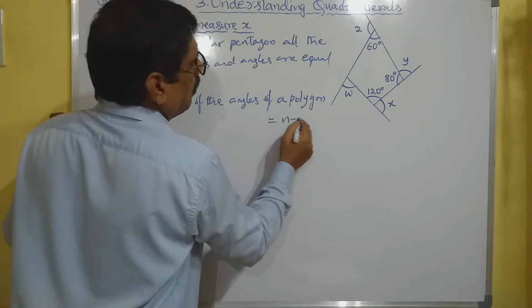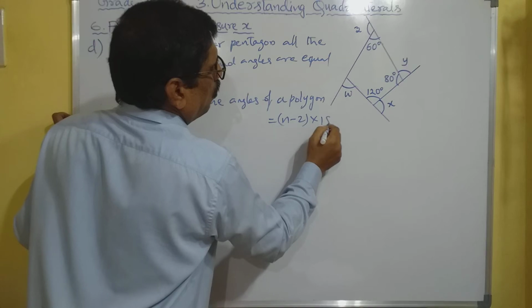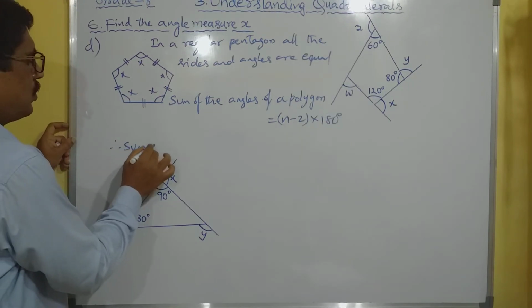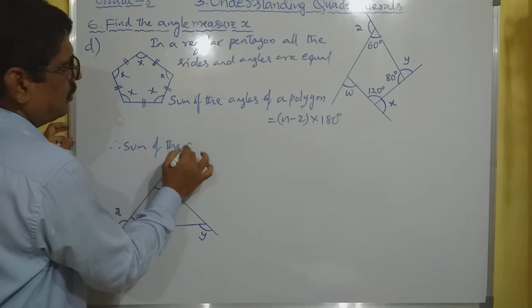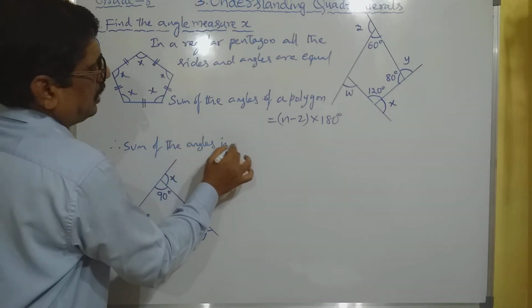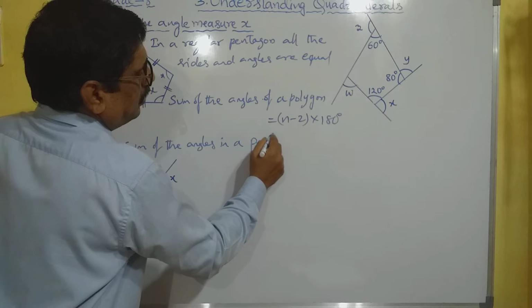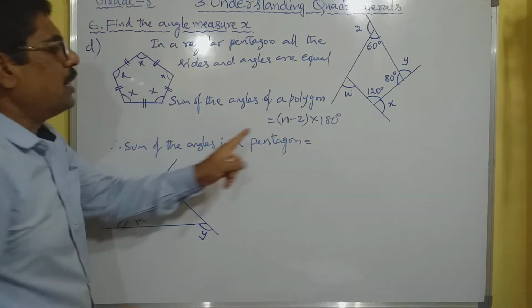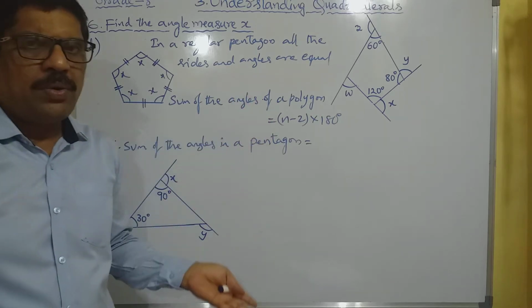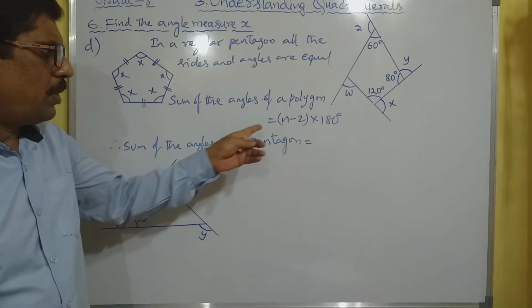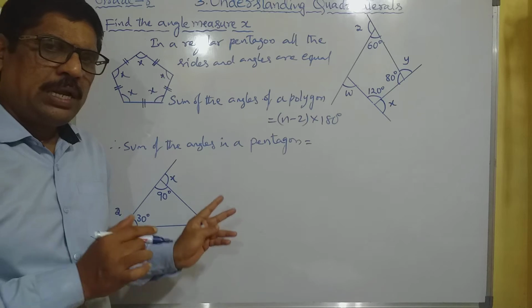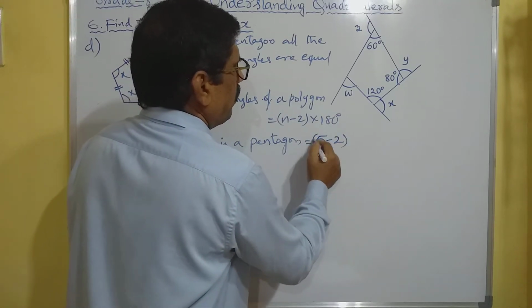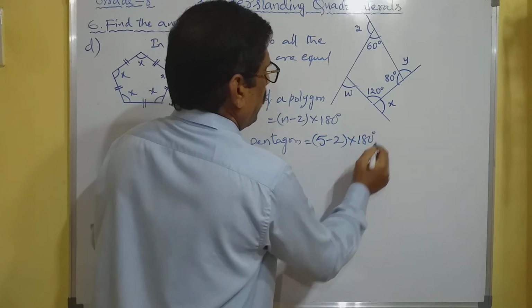Is equal to (n minus 2) into 180 degrees. Therefore, the sum of the angles in a pentagon is equal to (n minus 2) into 180 degrees, where n is the number of sides. If we don't know the n value, we can't do it, but it is a pentagon, so it has 5 sides. In the place of n, we can write 5 minus 2 into 180 degrees.